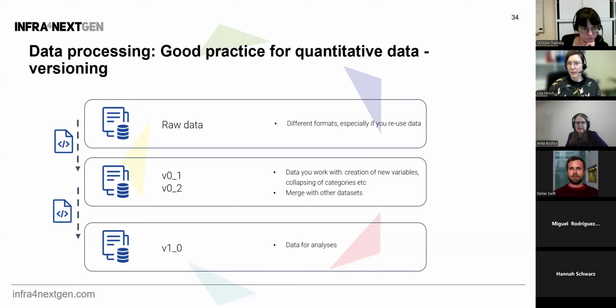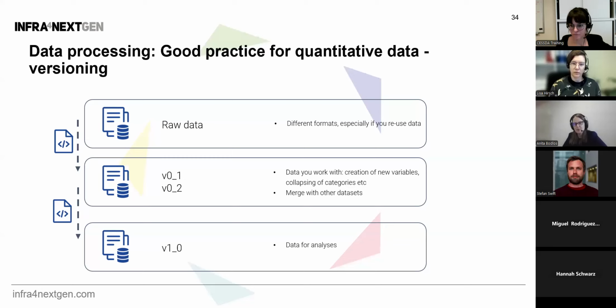For quantitative data sets, versioning is also essential. So we recommend that you start out with a raw data set that you never ever change and keep in a separate folder. Then when you start working with this raw data, you may create new variables from existing variables. You may merge data, you may collapse data, you may make changes to the data and aggregate data, for instance, to age categories. For these steps, we recommend to use a version, for instance, 0_1 and 0_2.